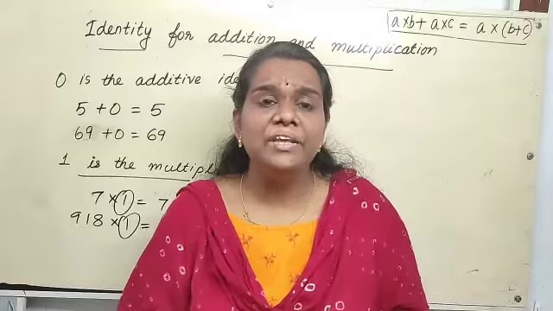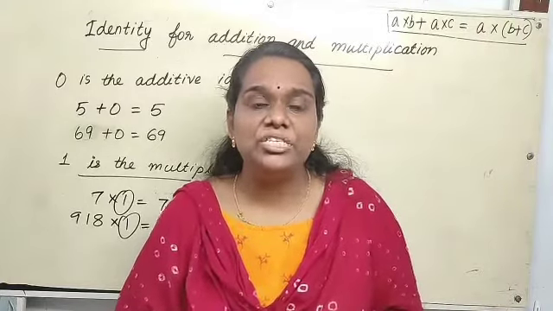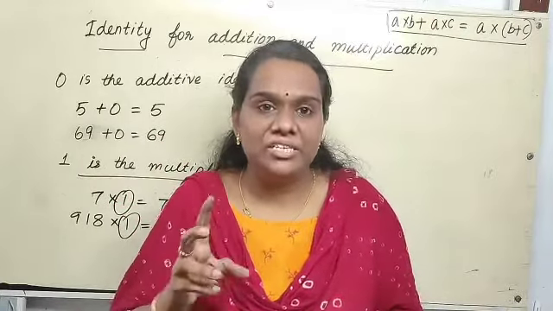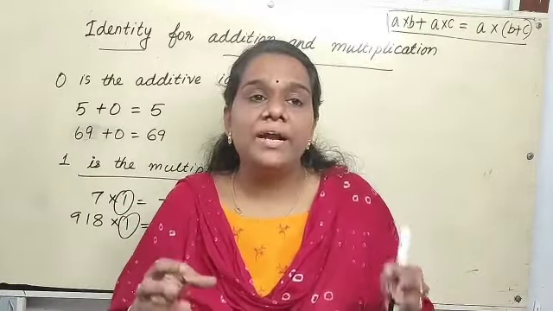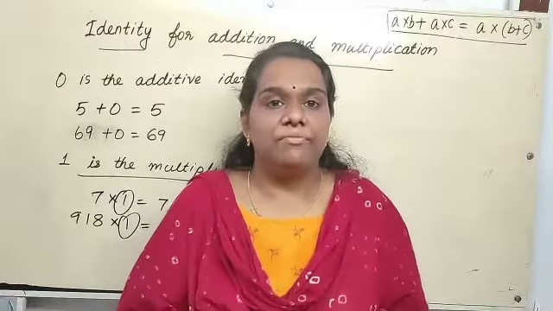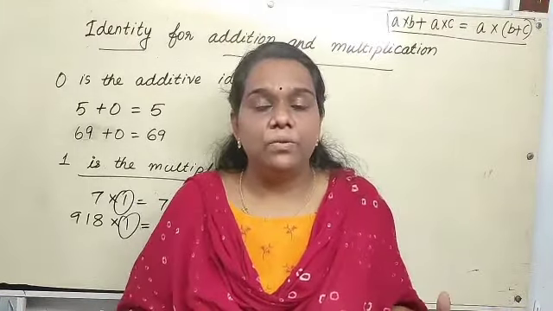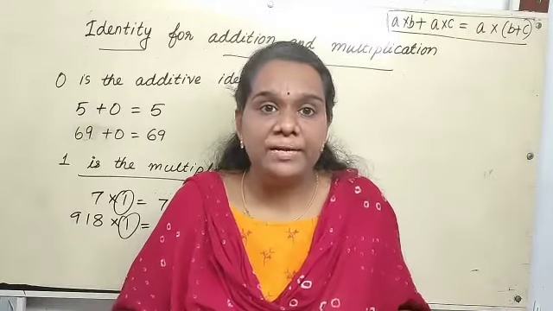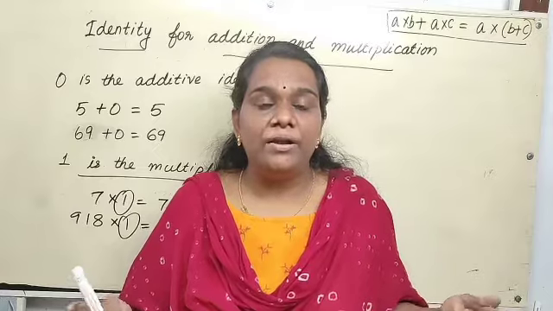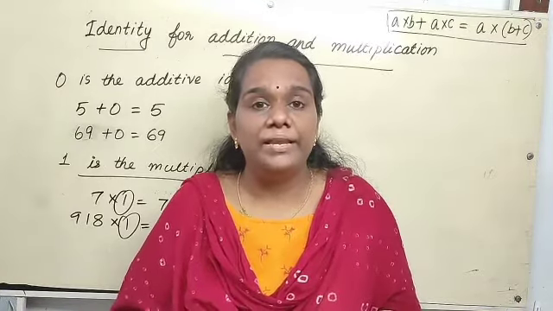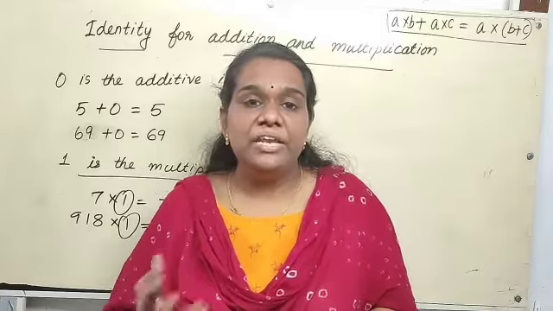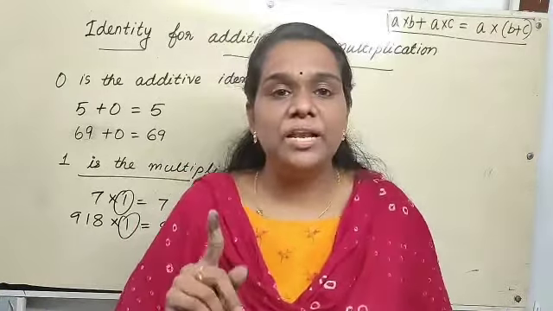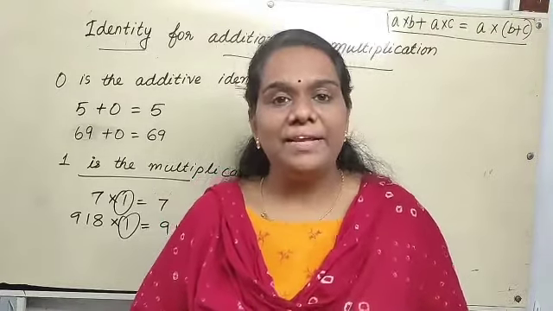So which is the additive identity? The identity element for addition is 0. Why do we call it identity? We can add 0 to any number and we get the number itself. 17, we add with 0. 0 plus 17 is 17 itself. Then what is the identity for multiplication? When we multiply 1 to any number, we get that number itself. 79 into 1 is 79. So 1 is the identity for multiplication and 0 is the identity for addition.